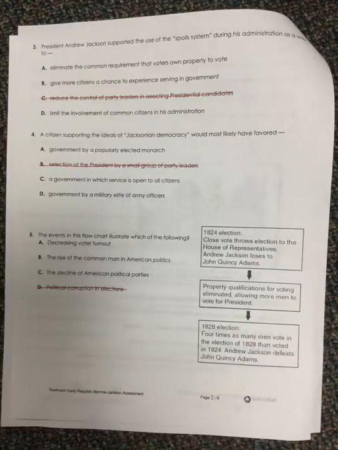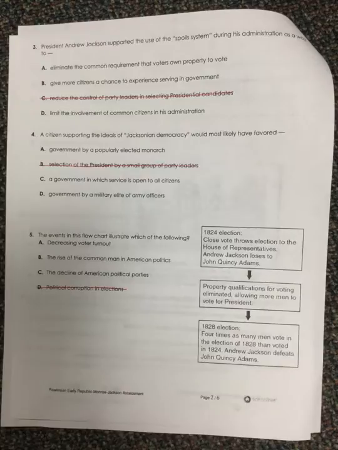Okay, number 5. I know there's a lot of words on here, but don't panic. This one's actually really easy. So this is a flow chart, and I'm going to start with the chart. So go over to the right-hand side with me, and let's just read through it. So in 1824, there was an election. Remember that Andrew Jackson had won most of the votes, but since he didn't have 50%, the House of Representatives got to decide, and John Quincy Adams ended up being the winner.